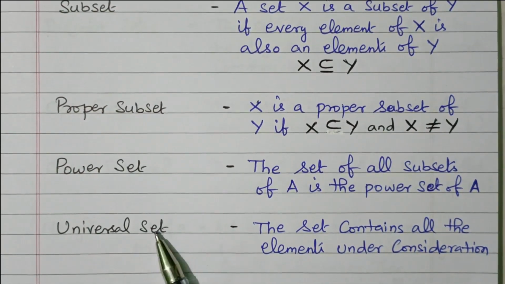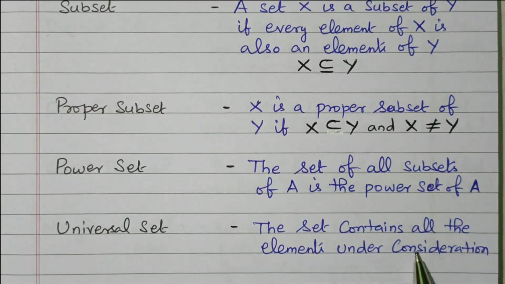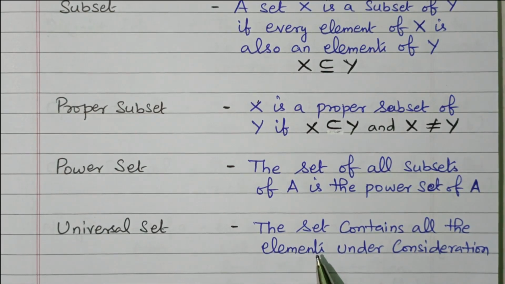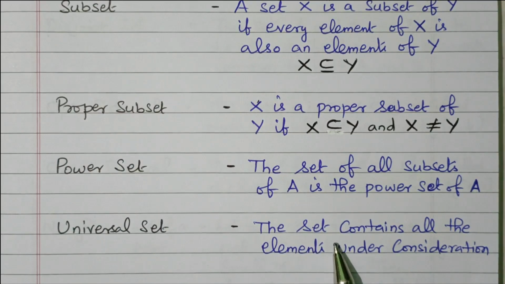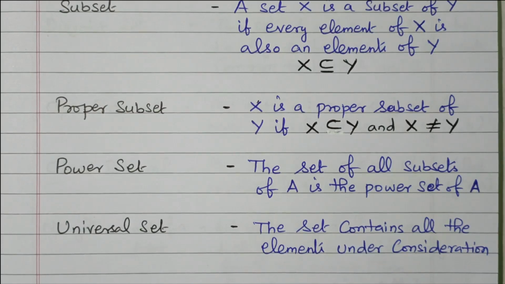Then universal set. A set that contains all the elements under consideration. Right? Universal means it contains all the elements under consideration. If you take any object, any statement, that contains all the elements under consideration, that is called a universal set. Right? So in this video we discussed the types of sets available.